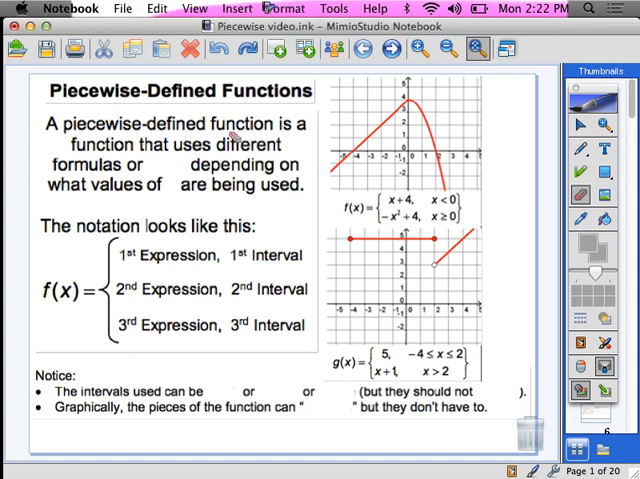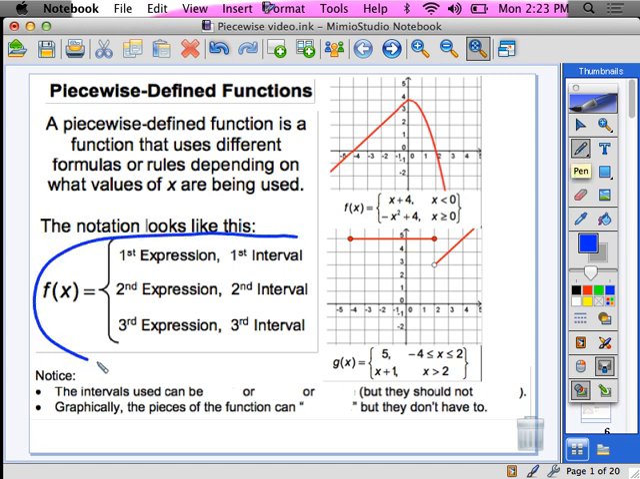So the first part, you need to know the definition of a piecewise defined function, and it's a function that uses different formulas or rules depending on what values of x are being used, okay? So the notation looks like this. When you come into class on Thursday or Friday, I'll show you how to plug in the formulas to graph piecewise functions like this.